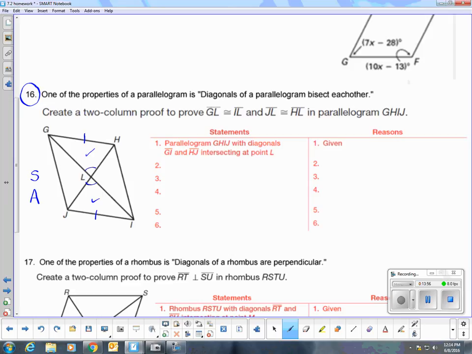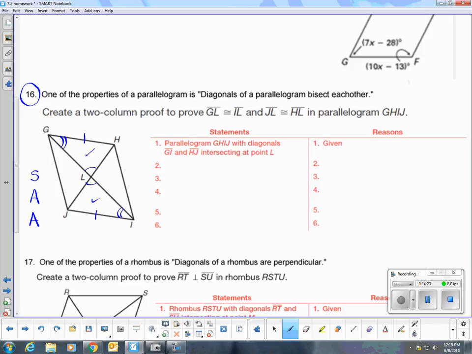And because we have parallel sides, because it is a parallelogram, we have alternate interior angles. Those alternate interior angles are formed by two parallel lines cut by a transversal, so they are congruent to one another. So I have another pair of angles. So I have congruent triangles by angle, angle, side.